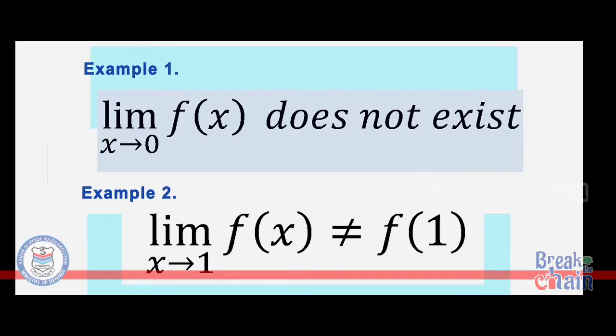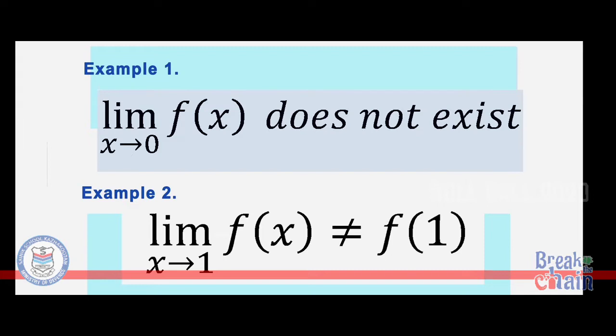Now, these are the final conclusions of the two examples. In the first example, the limit of the function did not exist at x equal to 0. In the second example, the limit value is not equal to the function value. These are the reasons why the function was not continuous at the different points. In the first case, the function is not continuous at x equal to 0. Second case, the function is not continuous at x equal to 1.